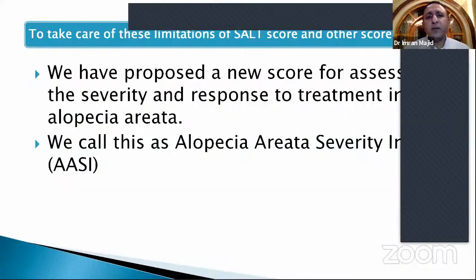To take care of these limitations of SALT score and other scores for alopecia areata, we have proposed a new score and we call this the Alopecia Areata Severity Index. This scoring is already accepted for publication in the Journal of Cosmetic Dermatology, and it is getting published within a very short time.